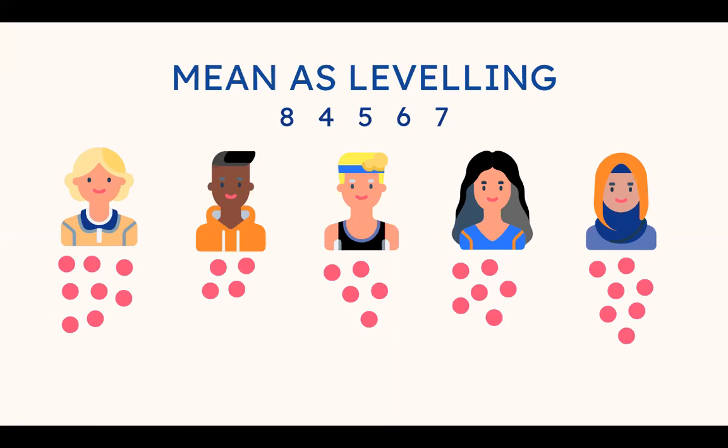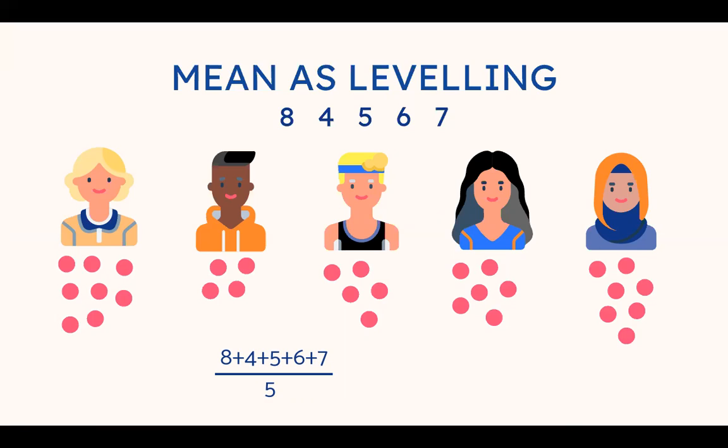First of all, work out how many lollies there are all together. And we can do that just by adding up all the data points. So it's 8 plus 4 plus 5 plus 6 plus 7. What we're going to do now is divide it evenly between the 5 students. So we divide by 5.